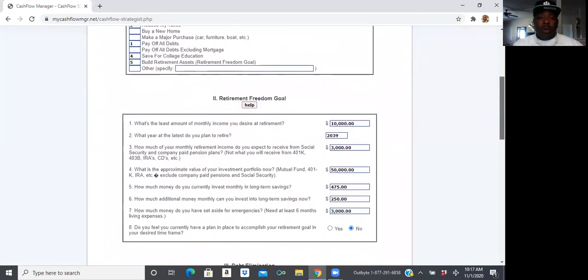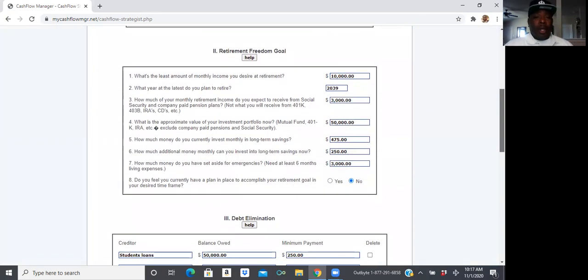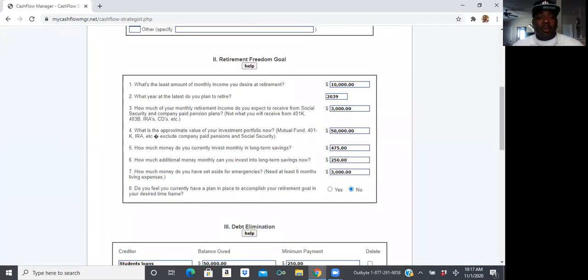All right, then you're going to scroll down to retirement freedom goal. The first question up there is, what's the least amount of monthly income do you desire at retirement? I like to tell people, let's go ahead to question number 2, and let's fill that one out. Then you can understand what number you might want to put at the top. So in this one, we say we plan to retire in the year 2039. So it's 2020 now. That's roughly 19 years from now.